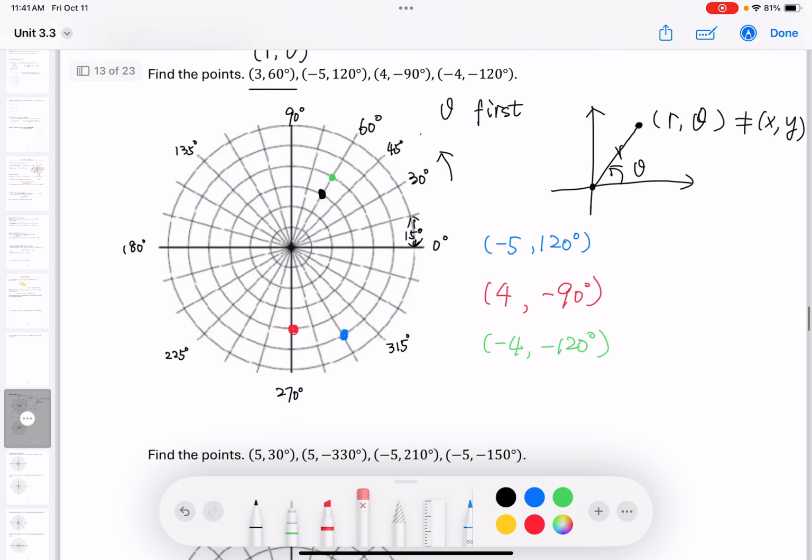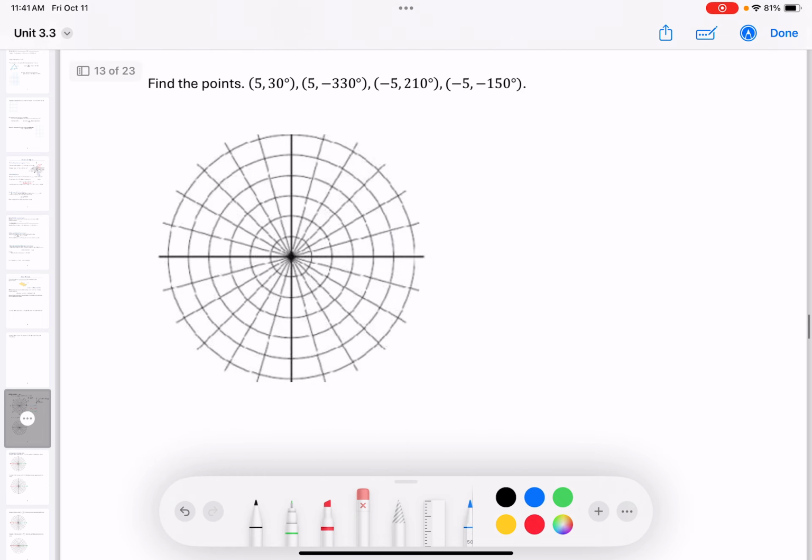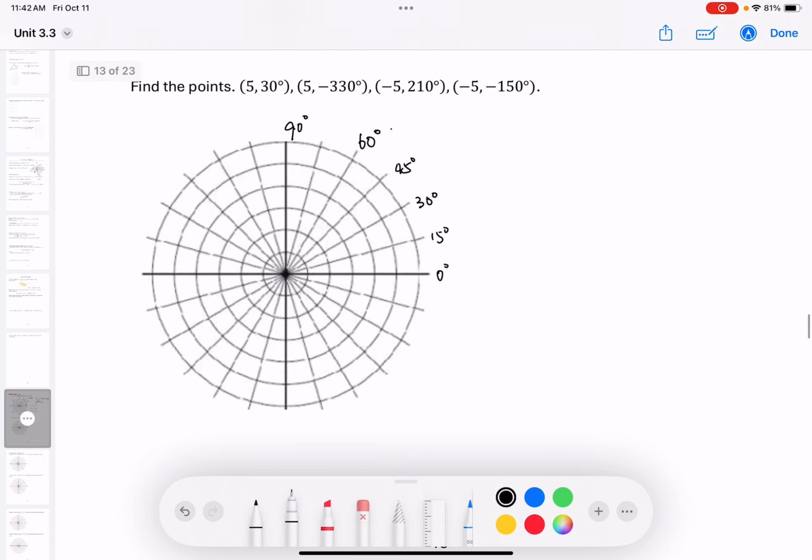All right, let's move on to the next example. Find the 4 points, very similar. The first point is (5, 30 degrees). First find 30. This is 0, this is 90 degrees, and this is 15 degrees, this is 30 degrees, then 45, 60, and 75. So 30 degrees is here, the terminal side, and 5 is 1, 2, 3, 4, 5. Okay, the point is here. Maybe we can make a big mark here and erase the helping information.